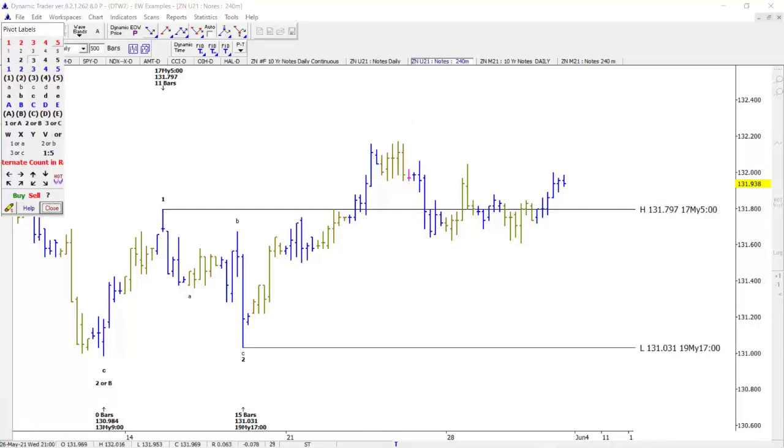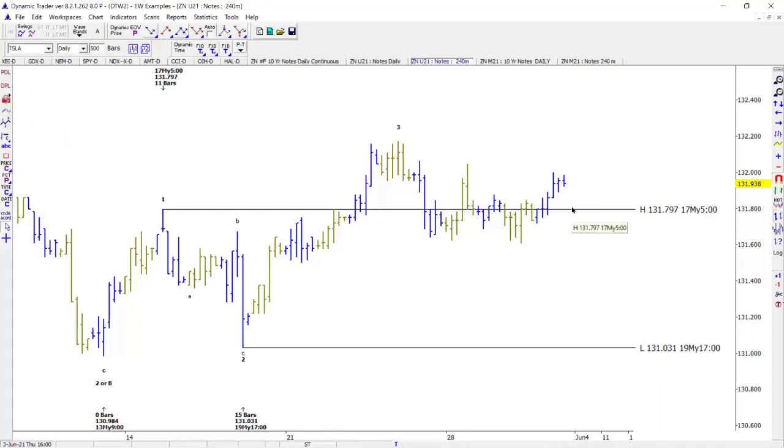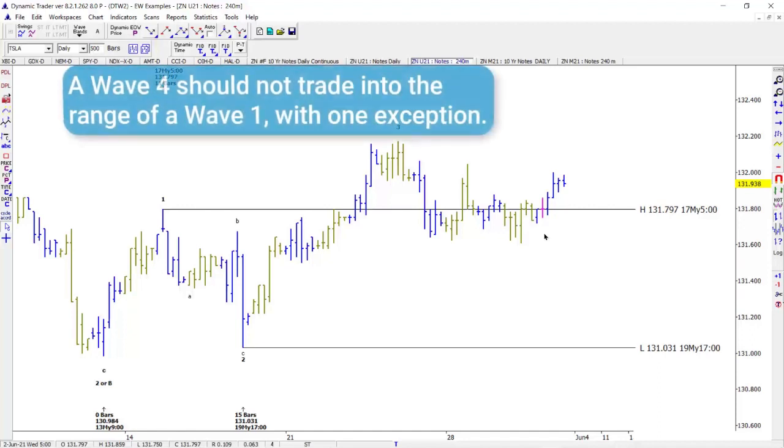What's significant about what has happened so far as of the last bars in this chart? Well, we have come down, or the notes have come down, and traded well into the range of the wave 1. Now, traditional academic Elliott wave says a wave 4 cannot trade into the range of a wave 1 with one exception.